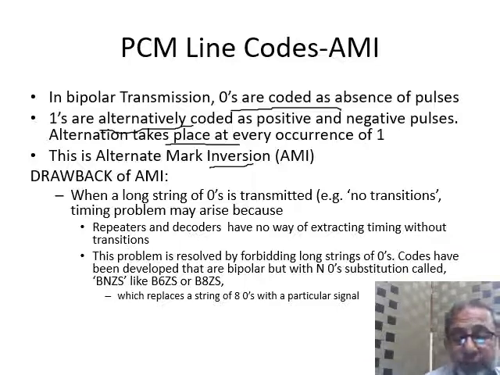To cater for this problem, what we do is that we forbid long strings of zeros. Codes have been developed that are bipolar but with n zeros substitution. For example, B6ZS or B8ZS. What it does, for example this B8ZS, is it replaces a string of 8 zeros with a particular signal.